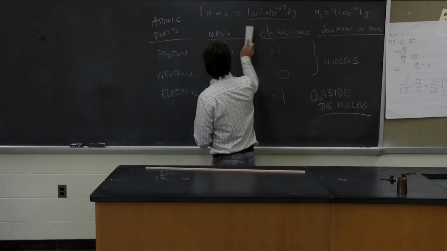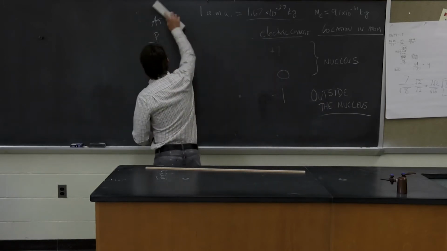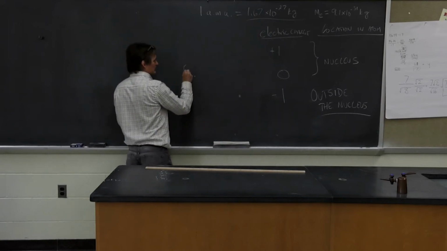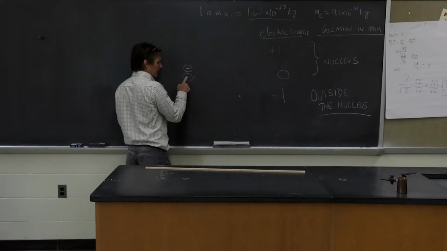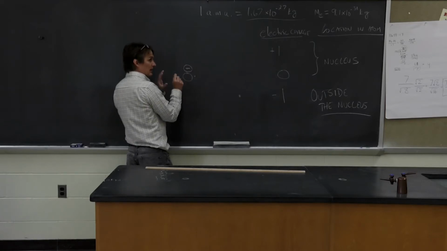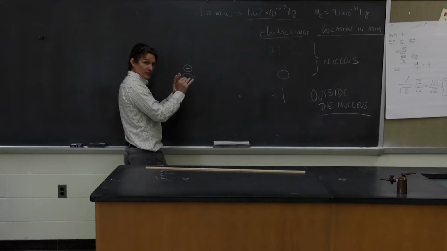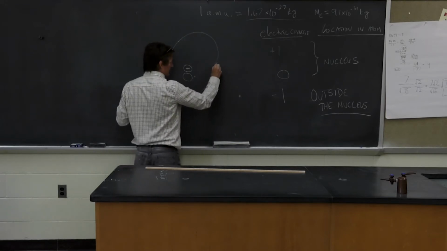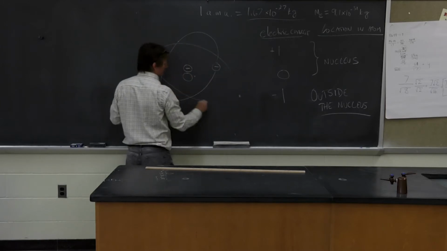So you've probably seen a picture of the atom on TV. Maybe you watched Jimmy Neutron when you were a kid. It looks something like this. You'll see positive protons and maybe uncharged neutrons in the nucleus or the center of the atom. And whizzing around the outside, you'll see electrons.